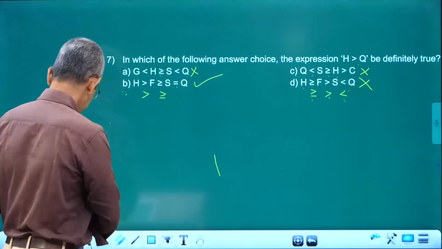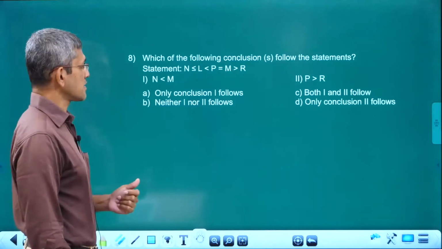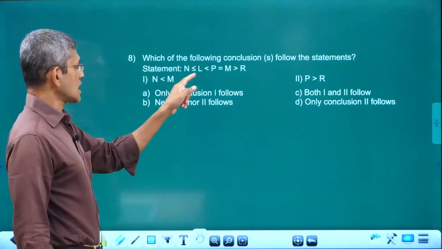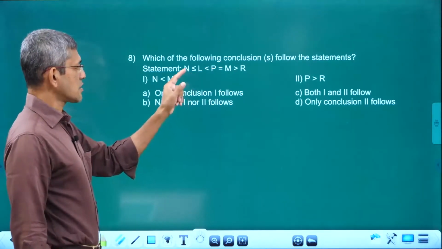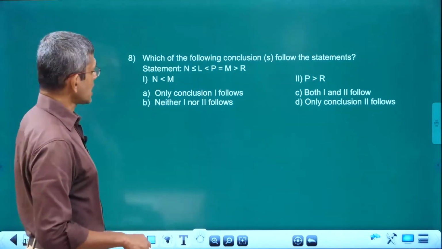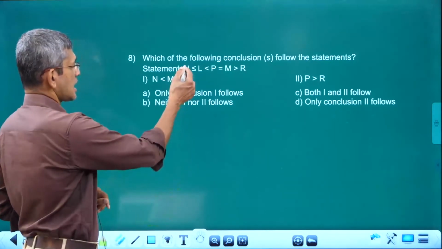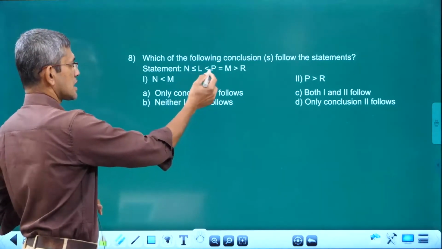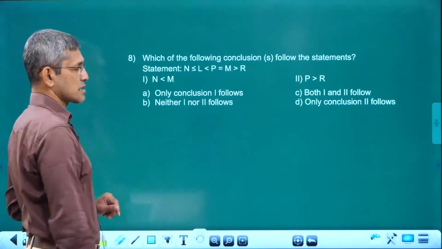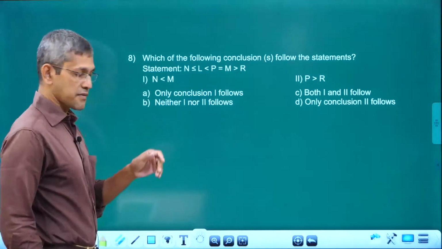Done. Next one. Which of the following conclusions follow the statements? We have 2 conclusions. The statement is N less than or equal to L, L less than P, P is equal to M, M greater than R. What we need is N less than M. Between N and M, we have less than or equal to, less than, and equal to signs. So it is not contradictory, which means N less than M is perfectly all right.